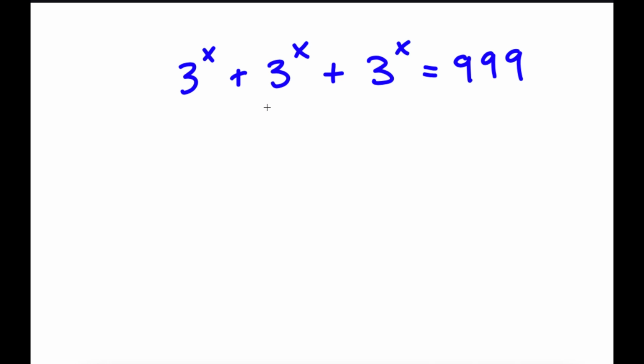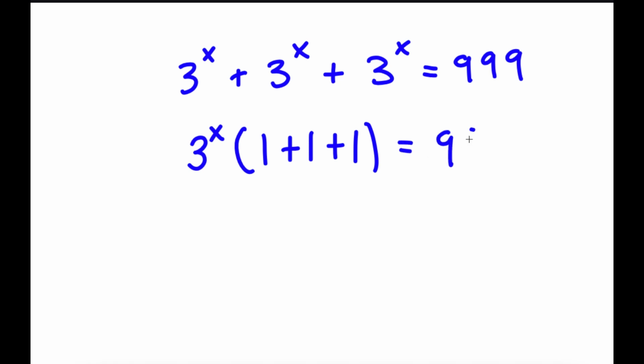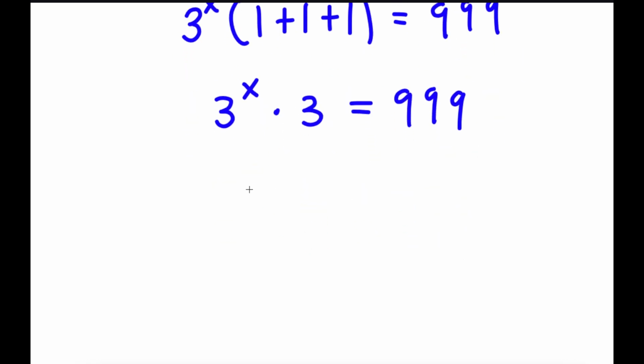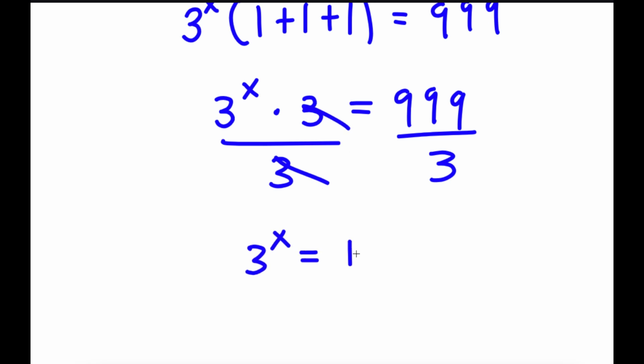Alright, so in this problem, I have 3^x + 3^x + 3^x = 999. To solve this, I'm going to first start by factoring out 3^x. So now I have 3^x times (1 + 1 + 1) = 999. Now 1 + 1 + 1 is equal to 3. So now I have 3^x times 3 = 999. Now I'm going to divide both sides by 3. Then these two cancel out, and now I have 3^x = 111.